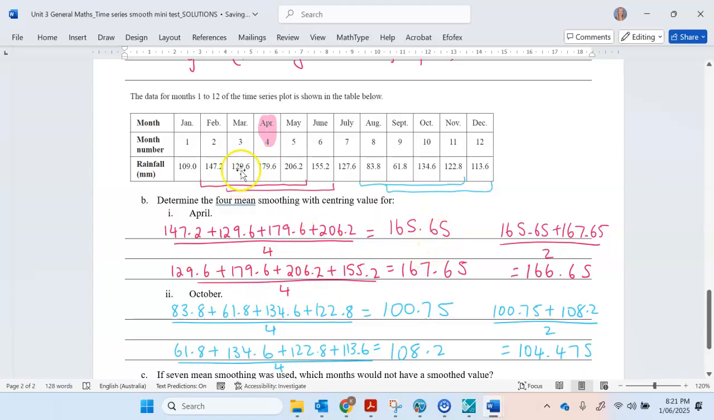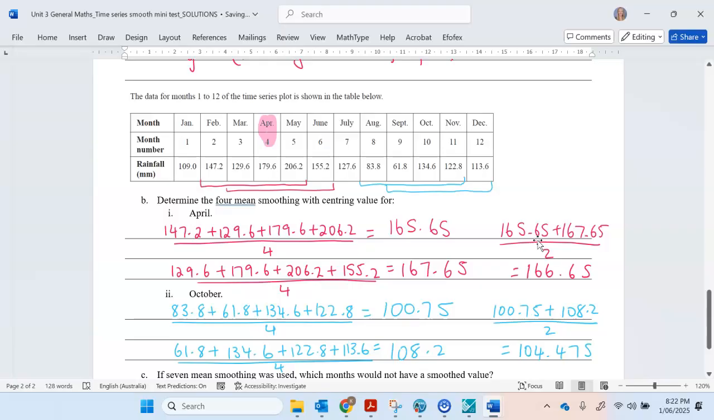And then we do the same thing, but from March to June, and we get this value. And then centering just means adding those values together and dividing it by 2. So whatever the number of points is, first of all, if it's 4 point, divide by 4. If it was 2, divide by 2. If it was 6, you divide by 6, just making sure you've got 6 numbers there though, or 2 numbers if it was 2 point mean smoothing. But when you're centering, you're always dividing it by 2, right? Because you've only got the 2 numbers there.